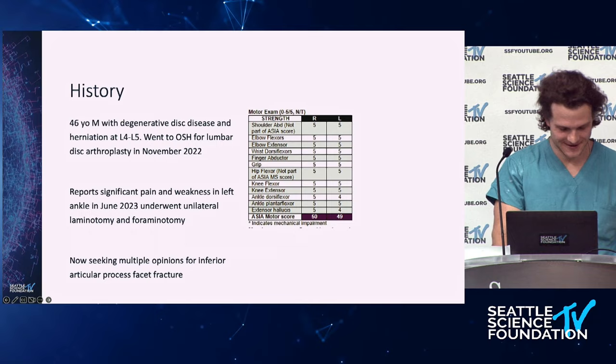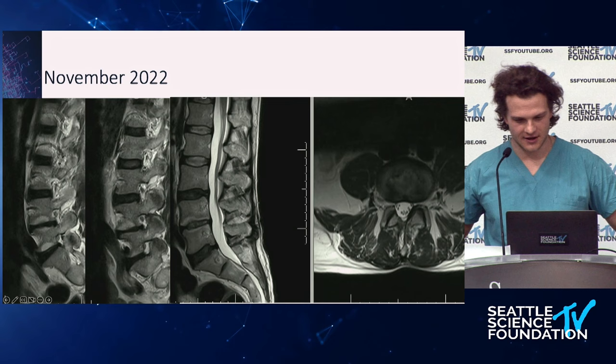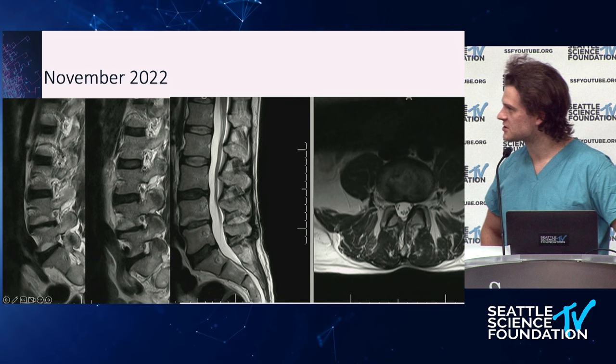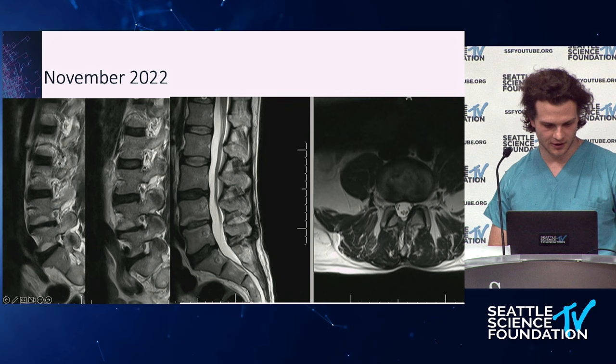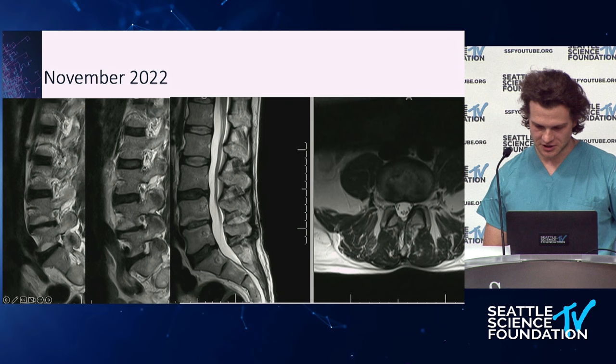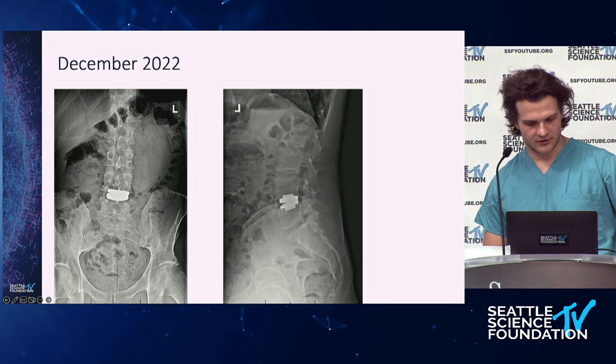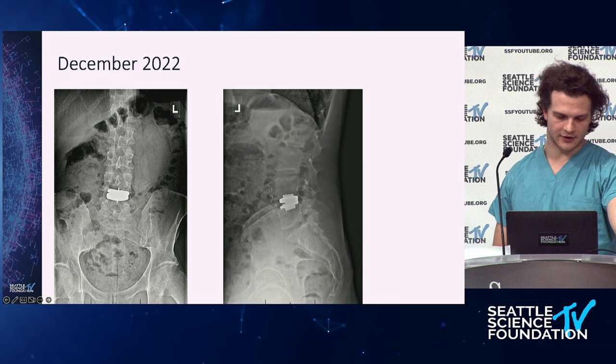That's the theme here. So this is the MRI from November of 2022. We can point out Modic changes at multiple levels, but mostly at L4-5, some loss of disc height, and really not a super appreciable neurologic compression that I can appreciate here. December of 2022, these were x-rays obtained after his lumbar disc arthroplasty. If you wanted to be highly, highly critical, you could say it was a little bit off center, but I think this is pretty reasonable.